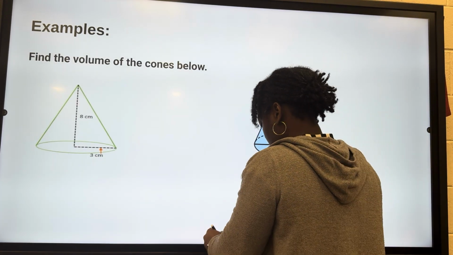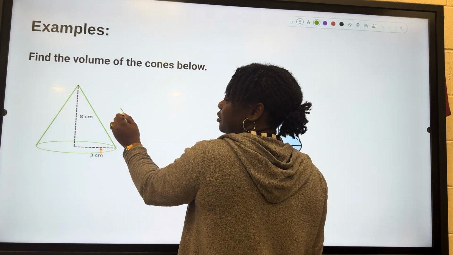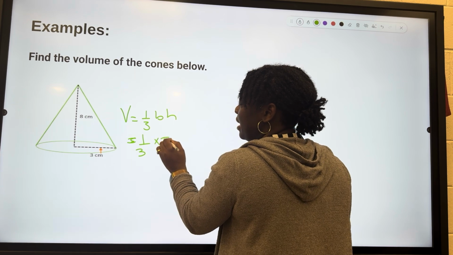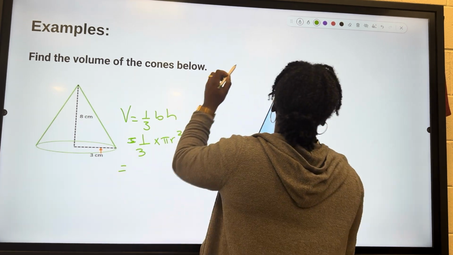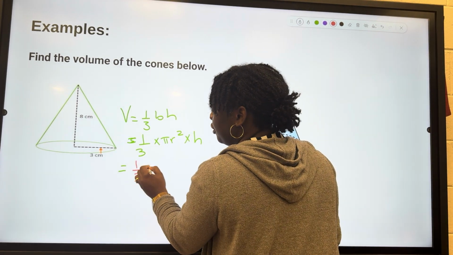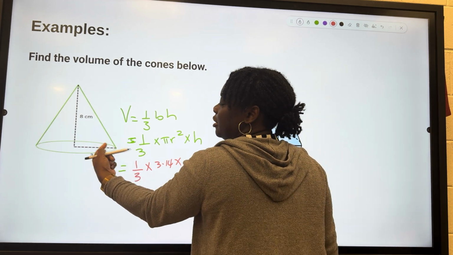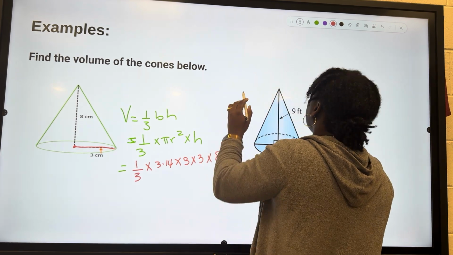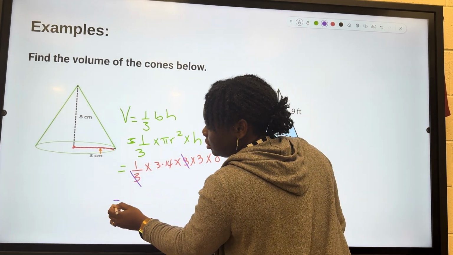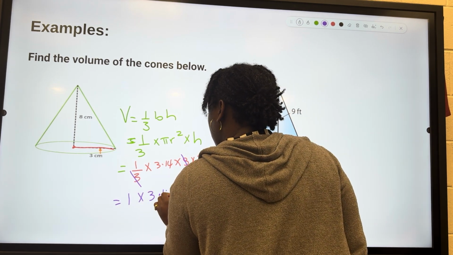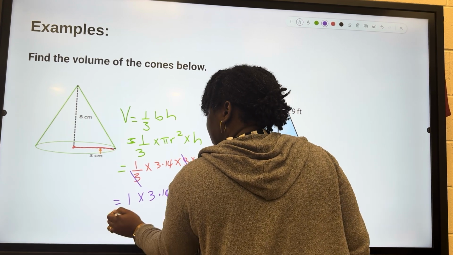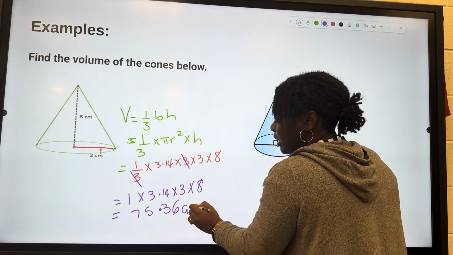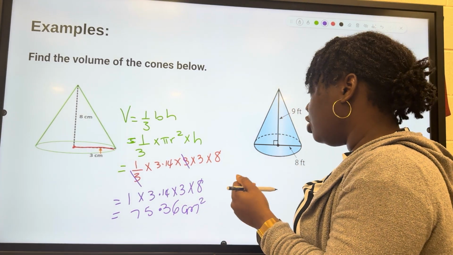So let's take these two. Here we're given the radius, and that's easy for us. So that's 1/3 BH, which is 1/3 times pi r squared times h. Let's plug the information in. I'm going to use a different color. So that's 1/3 times 3.14 times my radius right here is 3, and that's radius squared, times my height, which is 8. Again, we have something that we can cancel. So that's equal to 1 times 3.14 times 3 times 8, and that is going to give me 75.36. I would have calculated that ahead of time. You can always go ahead and plug that in your calculator, all right?